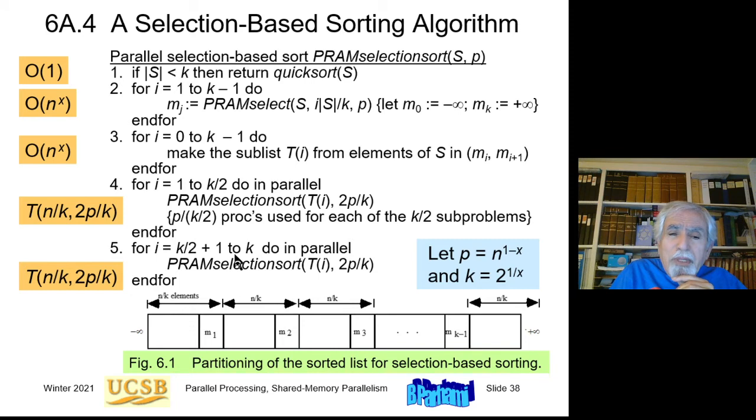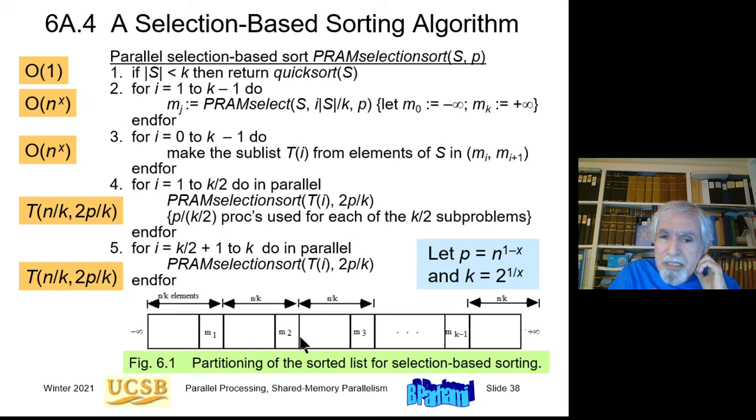Sorry, we find k elements of the sorted list. Actually, k minus 1 elements: M1, M2, M3, up to Mk minus 1. And these elements divide the list into k parts. So our goal is to divide the list into k parts by putting these k minus 1 elements in place in the sorted order, and then moving the other elements into their proper sections of this list, and then sorting each section. So that's the strategy.